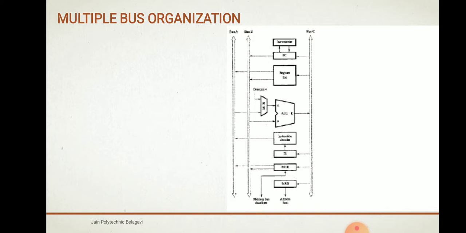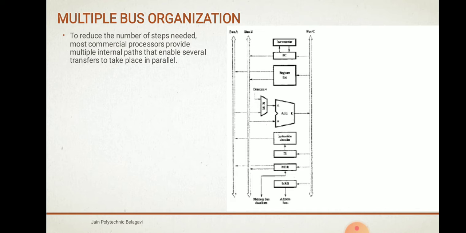Now, in the previous videos we have discussed only single bus organization, where the internal processor organization was connected to only a single bus. So here you can see a 3 bus organization. Why it is done here is to reduce the number of steps needed. Most commercial processors provide multiple internal paths that enable several transfers to take place in parallel.